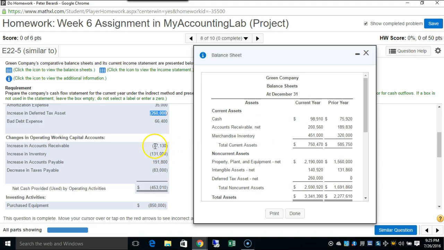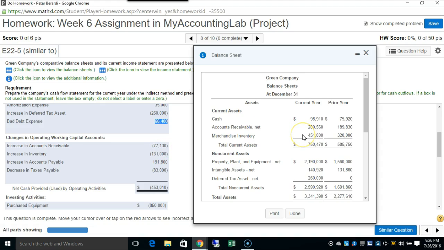So why do they have $77,130 here instead of $10,730? Because of the bad debt. Remember, the entry to write off bad debt is credit receivables, debit the bad debt expense. Therefore, the accounts receivable was really $66,400 higher. So you need to add that back to the receivables. So the receivables really went up $77,130.